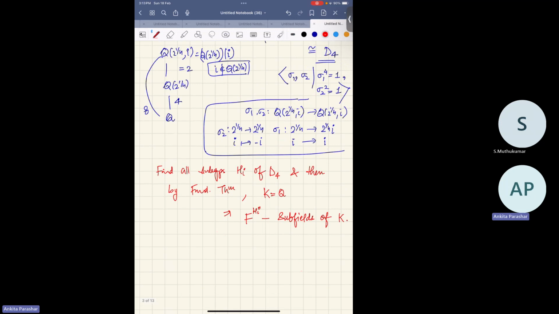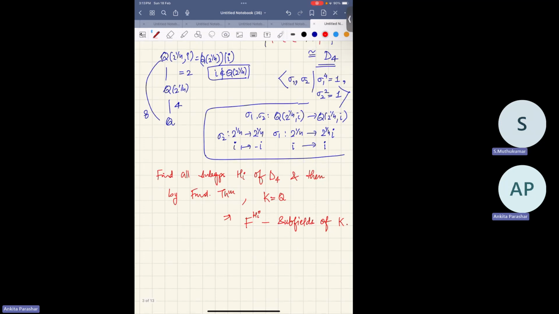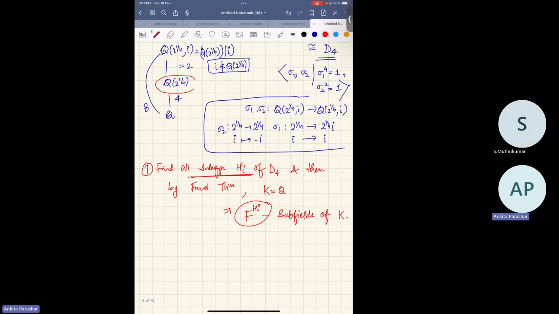Right, but somehow, writing all subgroups and finding all their fixed fields is not that good an idea. Of course, this will take some time. You have to keep doing some things. But I still don't feel that this is a very good idea, because this is too much. You will have so many things to do. First you have to find all subgroups and then you have to find all fixed fields. And among them, you have to check which are sitting inside Q(2^(1/4)). So it's a very lengthy process.